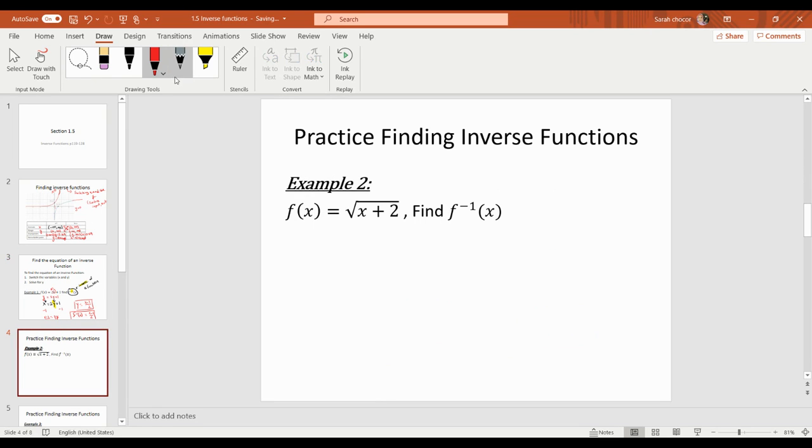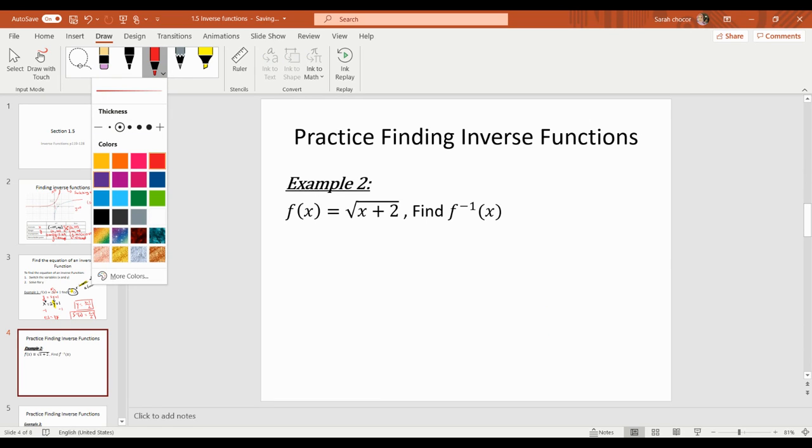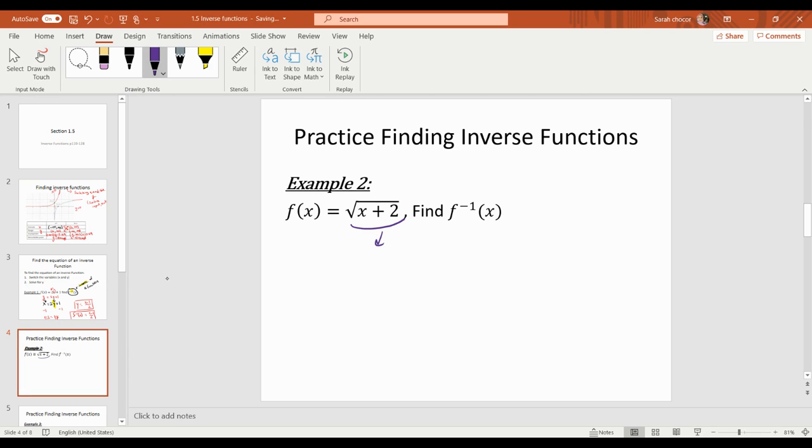Second example, we need to find the inverse of f of x equals square root of x plus 2. And this, if you guys remember, is a square root function. So I'm going to rewrite f of x as y. That's the first step. I'm going to switch x and y. So y becomes an x and x becomes a y.